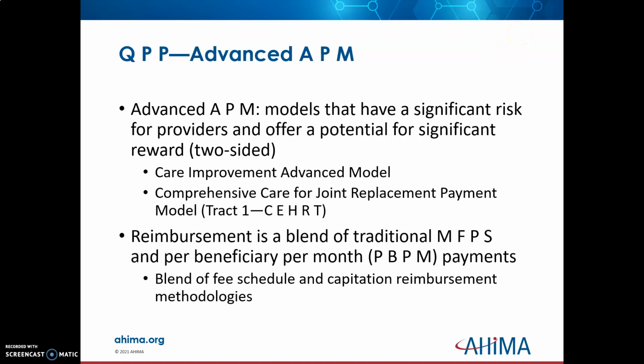Lastly, the APM model. This has a significant risk for providers and offers a potential for significant reward. So it's 2-sided. There's a care improvement advanced model and comprehensive care for joint replacement payment model. And reimbursement is a blend of traditional MPFS and per beneficiary per month.